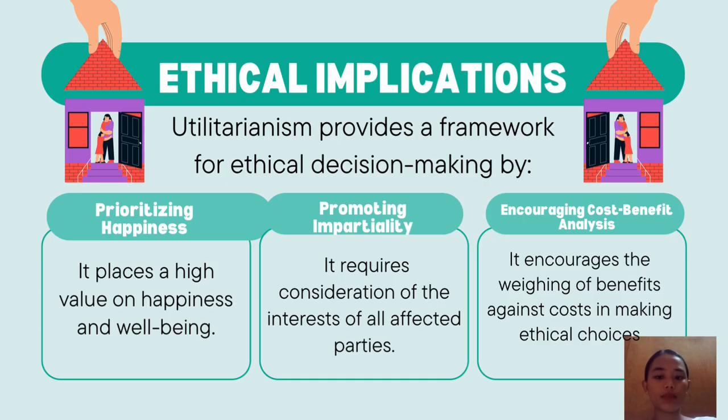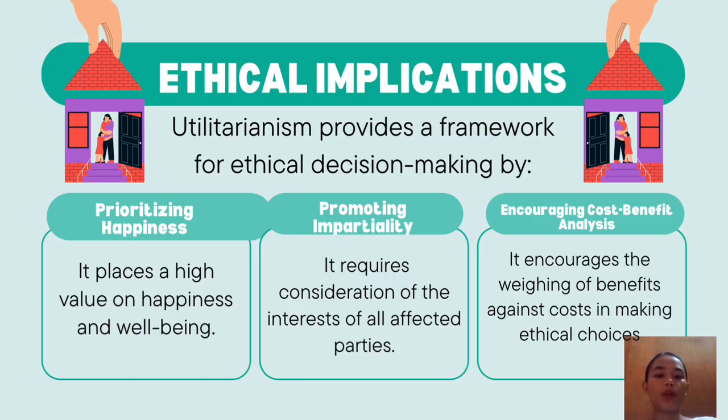Utilitarianism is a way of making decisions based on what brings the greatest happiness for the greatest number of people. It helps us decide what is right or wrong by looking at the result of our actions. It highlights 3 key principles. Number 1, prioritizing happiness. It places a high value on happiness and well-being. It means that when making choices, we should focus on actions that increase happiness and well-being. If something makes more people happy, it is considered a better choice.